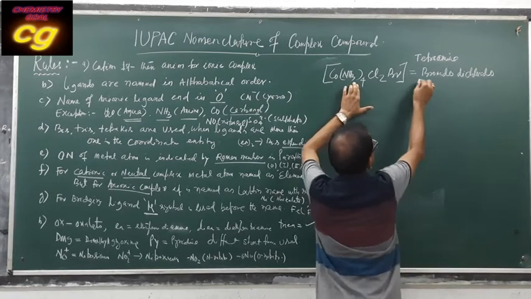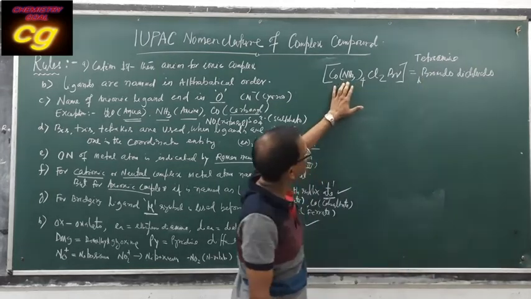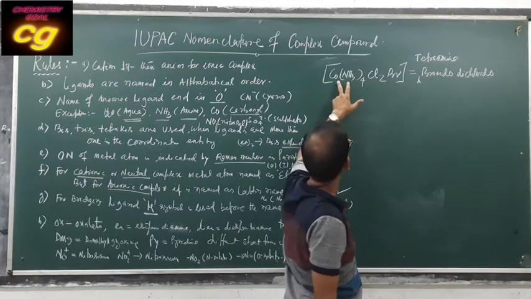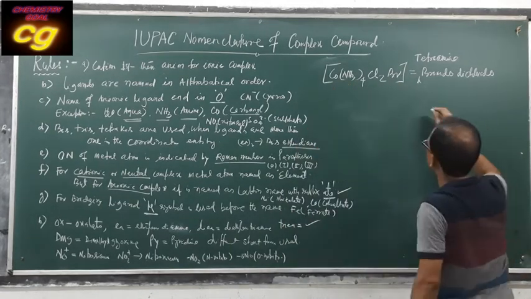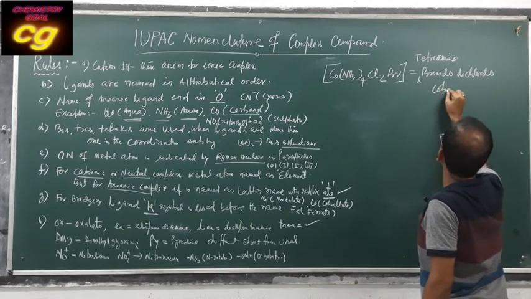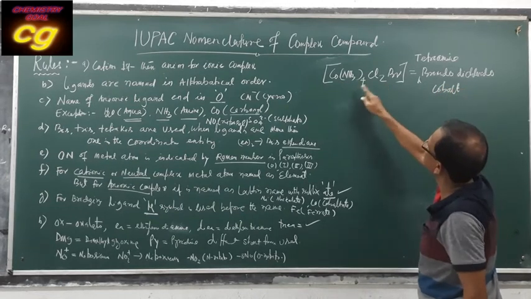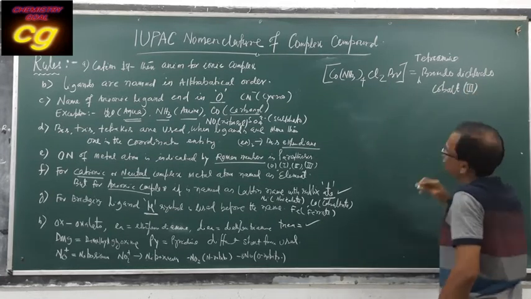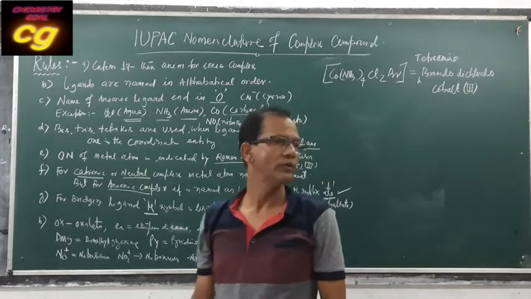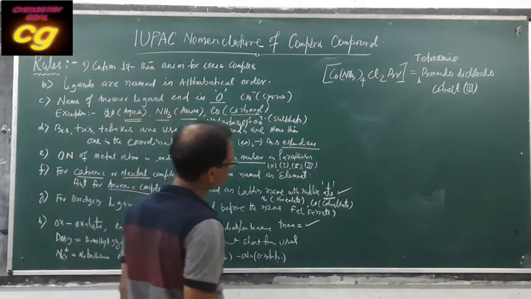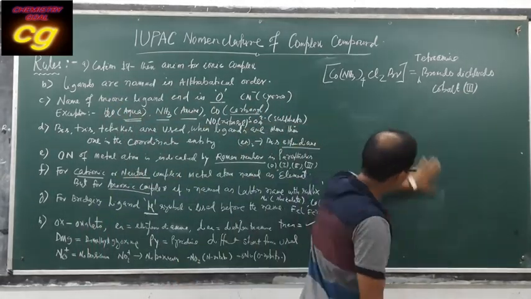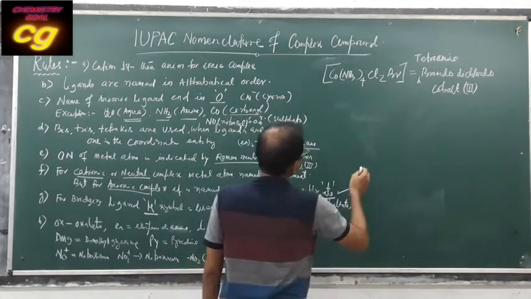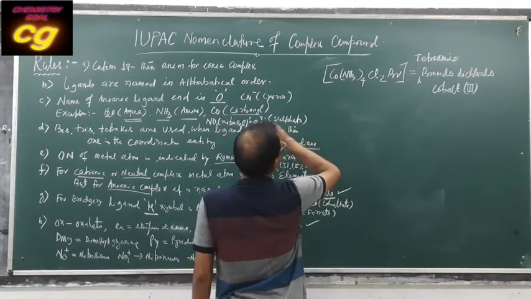First tetraamine, then bromido, then dichlorido, then cobalt, simply cobalt. Charge is 2 and 1, 3. So 3. Like this you can give nomenclature. Okay. I am giving one example. You solve it and give the answer.